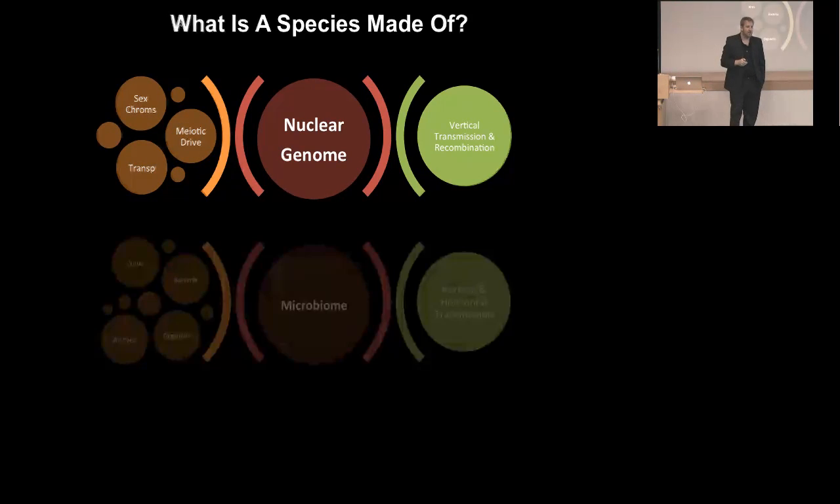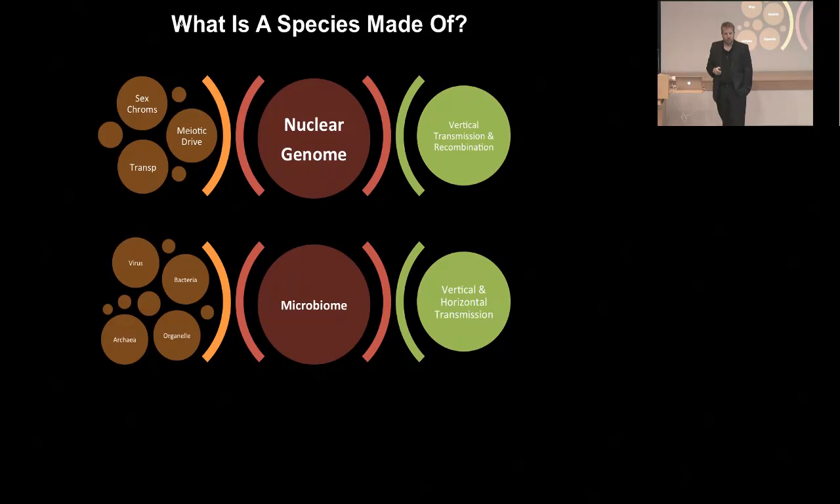Now, what if we add the other component to this? What would a symbiosis person add to this question? They'd add the following. That is, that viruses, bacteria, organelles, because they're bacterial derived, and archaea make up a microbiome, and that microbiome is also what makes up a species. Clearly, we've learned a lot about the microbiome in the last decade. The functions of the microbiome are still being tapped, and we know that they affect almost every functional trait that's been looked at.